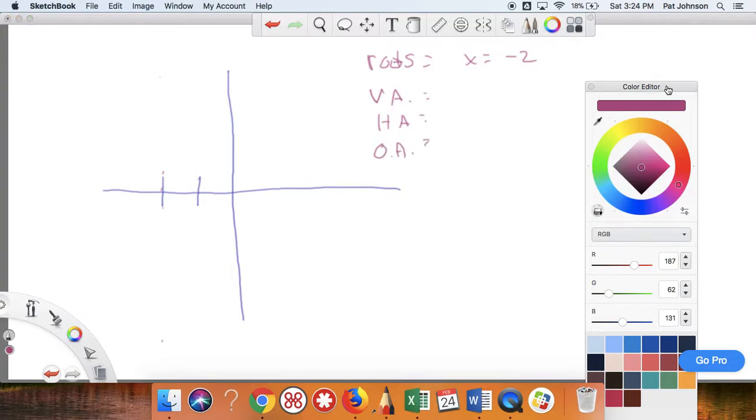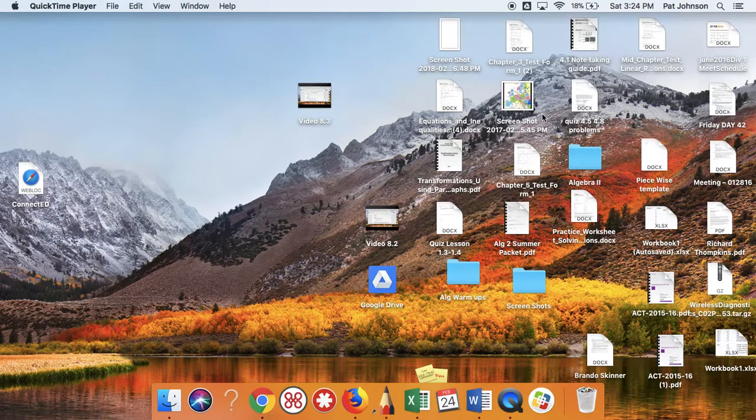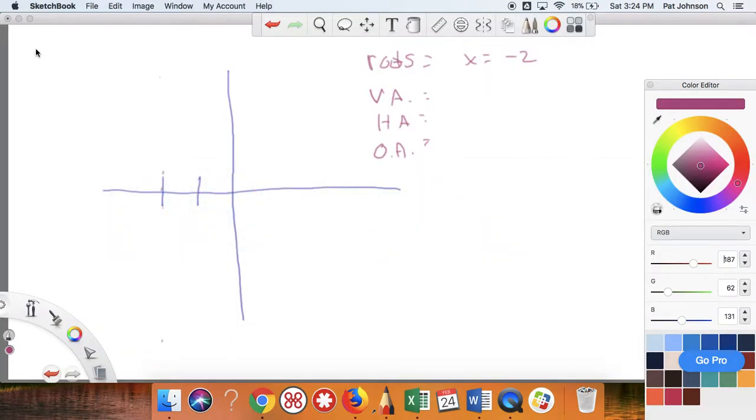Okay, so we said the vertical asymptote is when the denominator is equal to 0. So we're going to get 2x minus 1 equals 0, 2x equals 1, x equals 1/2. So we're going to say at x equals 1/2 is going to be our vertical asymptote. And we said it's going to cross at the zero, x equals negative 2.